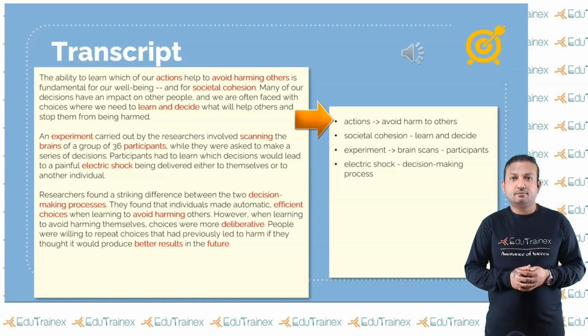They found that individuals made automatic, efficient choices when learning to avoid harming others. However, when learning to avoid harming themselves, choices were more deliberative. People were willing to repeat choices that had previously led to harm if they thought it would produce better results in the future.